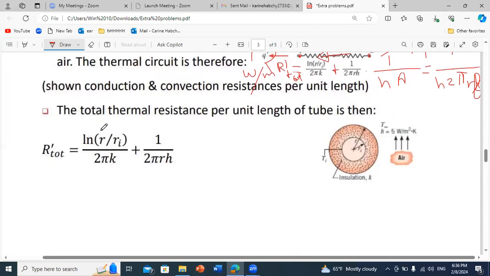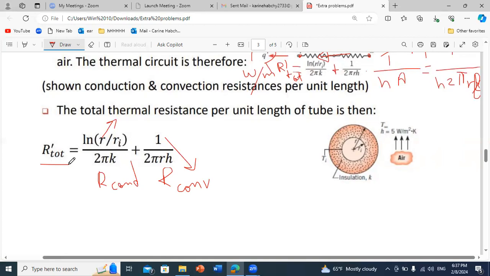So as you can see, the radius has opposite effects. If you increase the outer radius, this will increase the resistance to conduction. But at the same time, if you increase the outer radius, this will reduce the resistance to convection. Why? Because you will have a larger area of exchange. This is why the convective heat will increase and the resistance will decrease. So R has opposing effects on the total resistance, and that's why we need to determine if we have a maximum or a minimum.